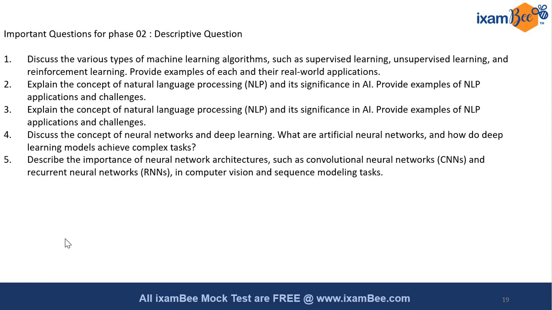Then we have the next question, which will actually be our third question, where here it is mentioned as 4. It is asking about the concept of neural networks and deep learning, how they are related to each other, artificial neural networks, and how deep learning models achieve complex tasks. So first you have to get an understanding of artificial intelligence, machine learning and deep learning and how they are correlated to each other. What are the roles of neural networks? What do we actually want to imitate using neural networks, and how are they going to be put into existence? All these things you have to explain.